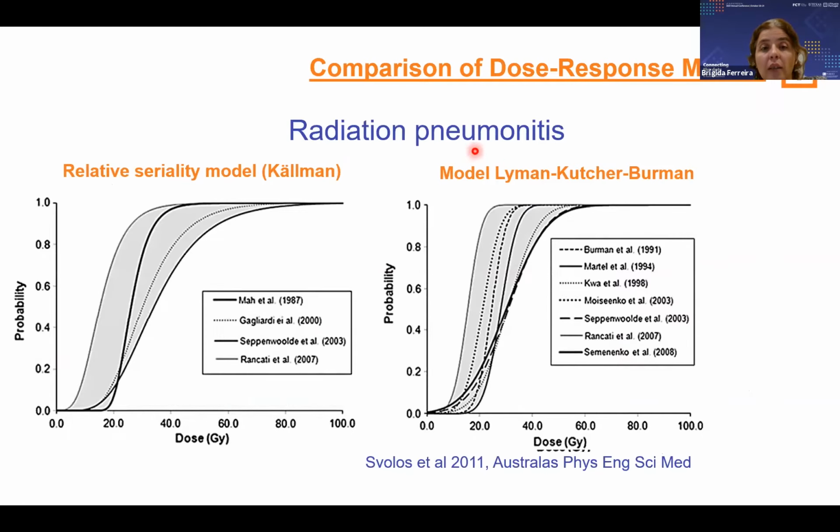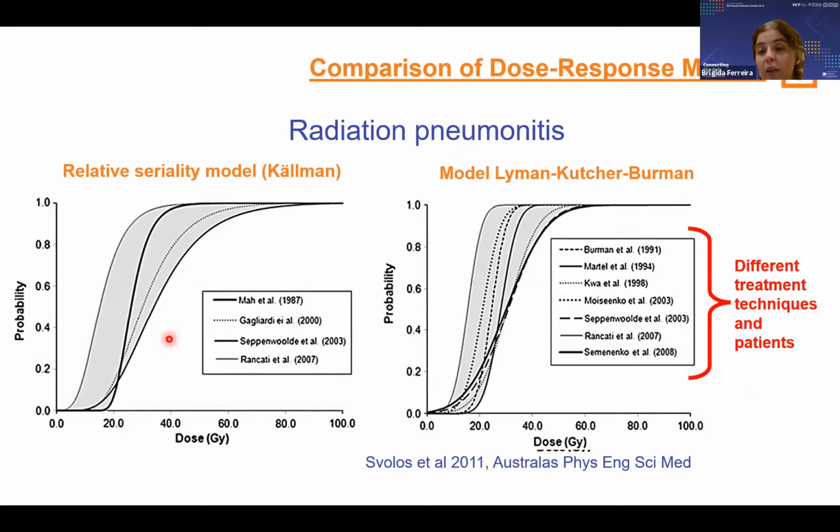In this study, they were comparing also different dose response models. Here they compare the relative seriality model and the Lyman-Kutcher-Burman model. These are probably the most used models. And in this case, you see that their response is very, very different.